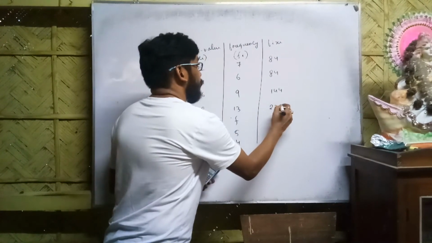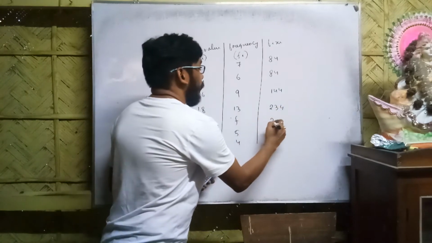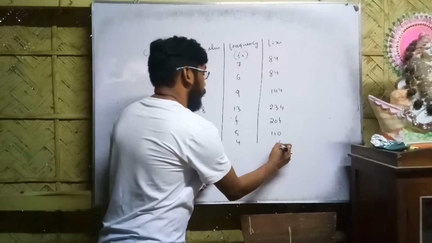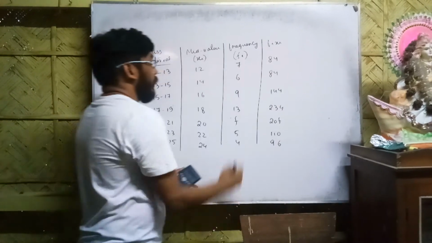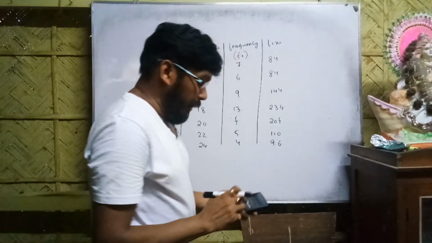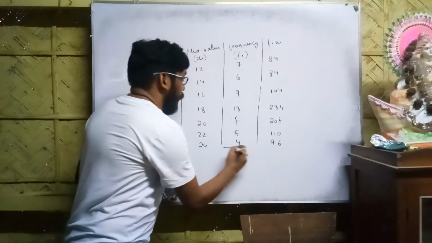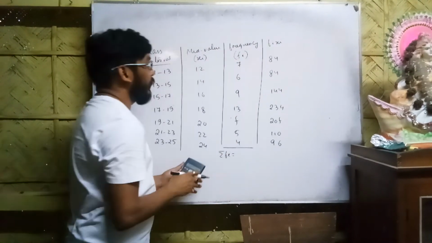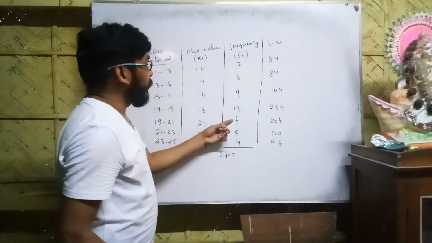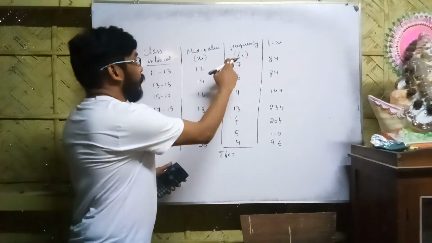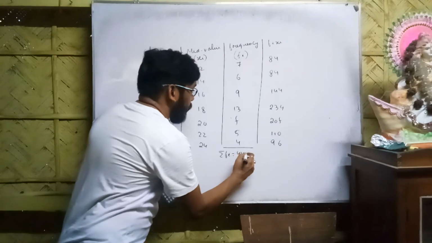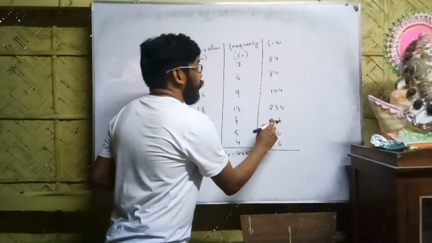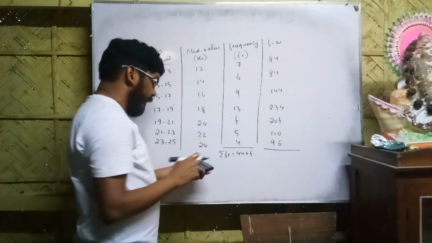Next, 20 into f is 20f, 22 into 5 is 110, 24 into 4 is 96. Now, to calculate the mean by the direct method, what do I have to do? I have to add up all the fi. Here 20f is an unlike term, so I'll keep it separate and add up the rest. When I add up, I get 44 plus f.